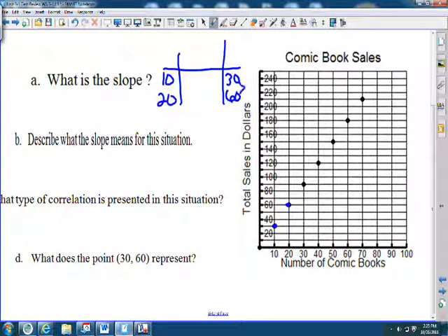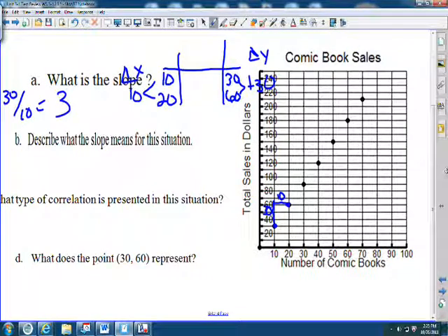And now I can do delta y over delta x, or I can count my lines. I'm up 10, 20, 30, up 30, and over 10. Well, that's what's going to happen here, plus 30 over 10. 30 divided by 10 is 3, so my slope is 3. What does the slope mean? Remember, y per x. Well, what is the y?